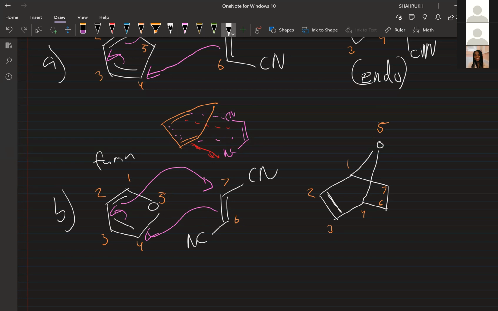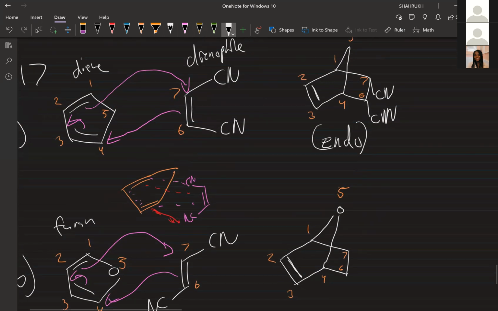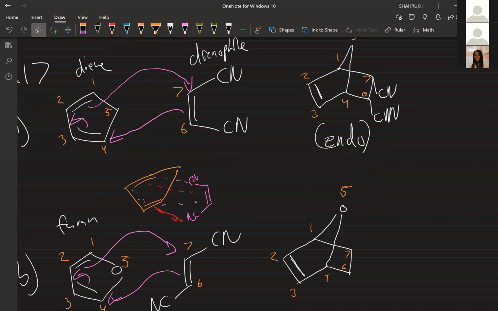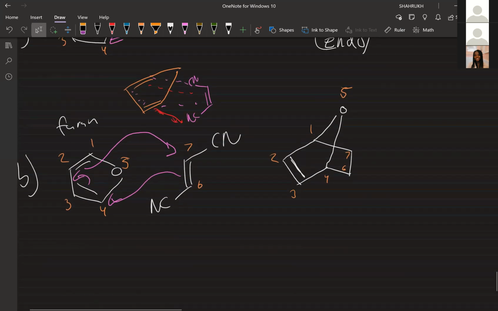And now, as someone said, what if you have trans? Well, now you're going to have a mixture of products. On one side, you can't have complete endo preference here because of the way the dienophile is: one is always going to be up, one is always going to be down. The endo preference, where both things are endo, is only for cis. But when you have a trans dienophile, one thing has to be up and one thing has to be down no matter what. So in this case, we can draw one CN in the exo position and the other CN in the endo position. And technically the enantiomer exists.